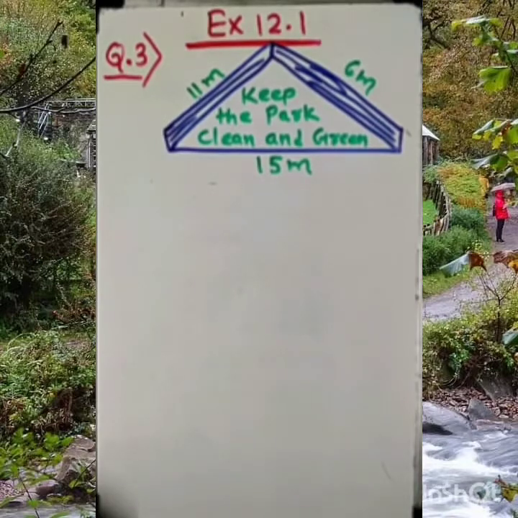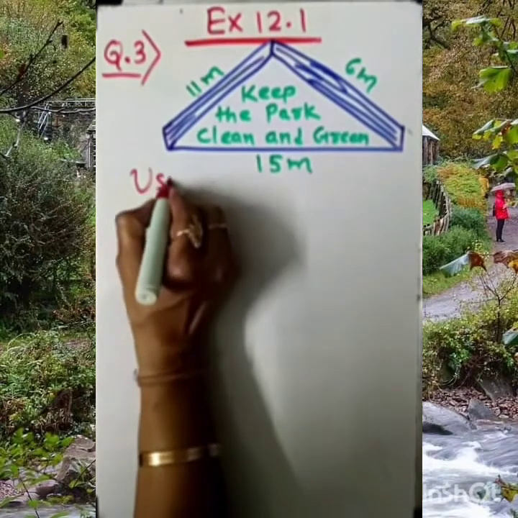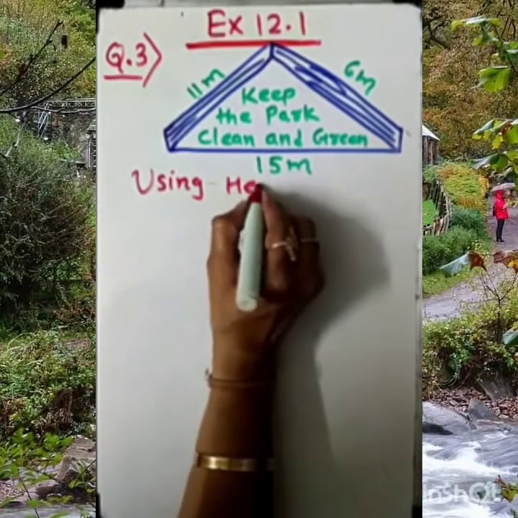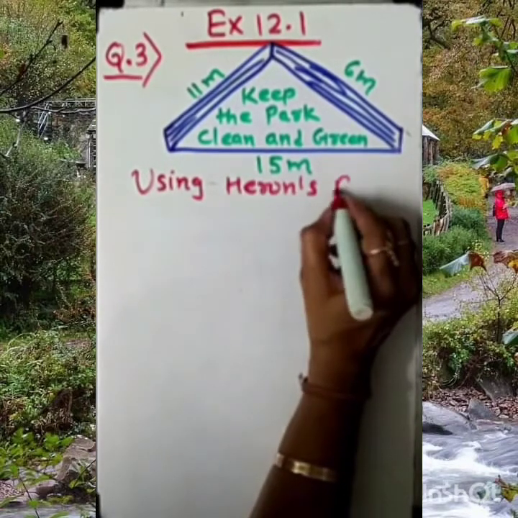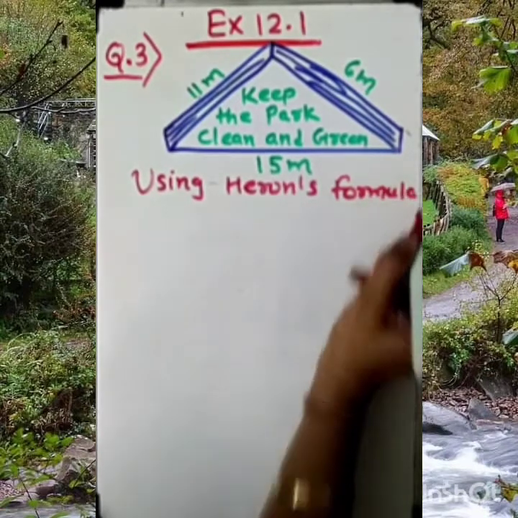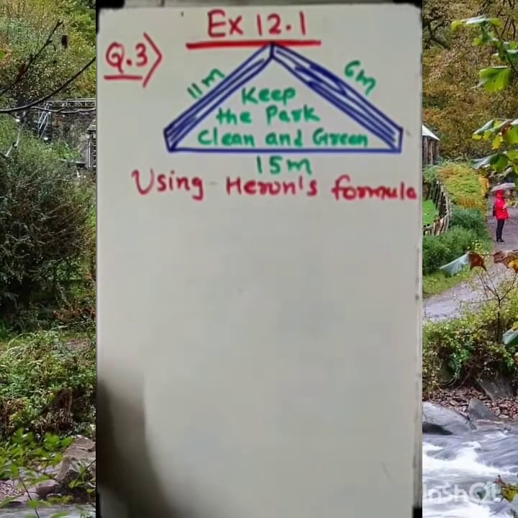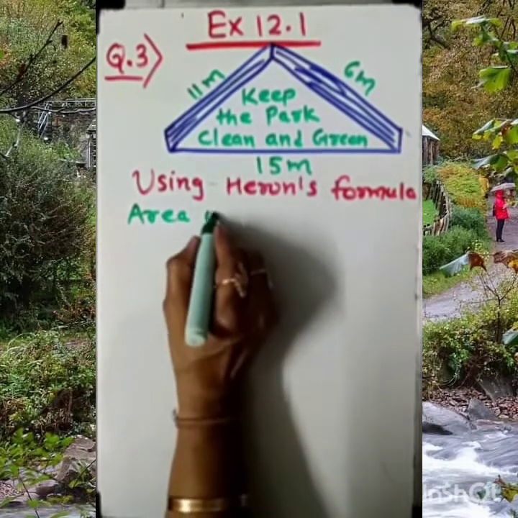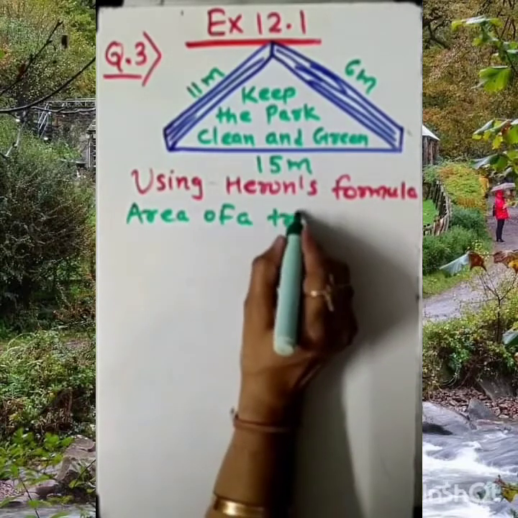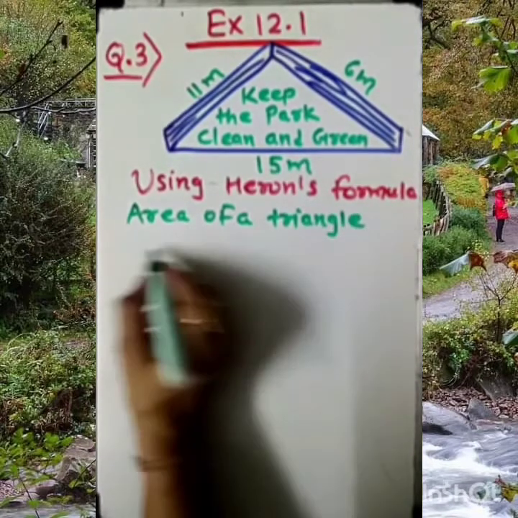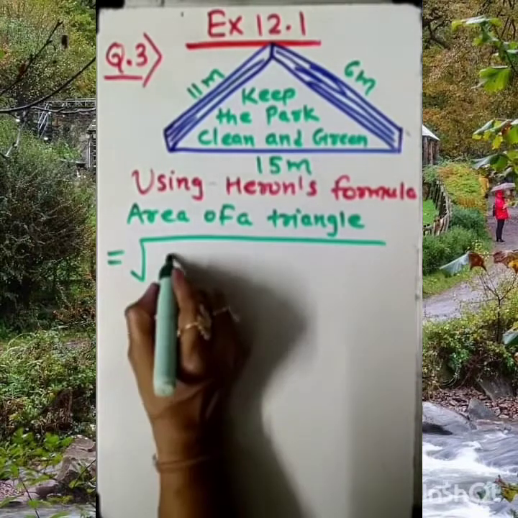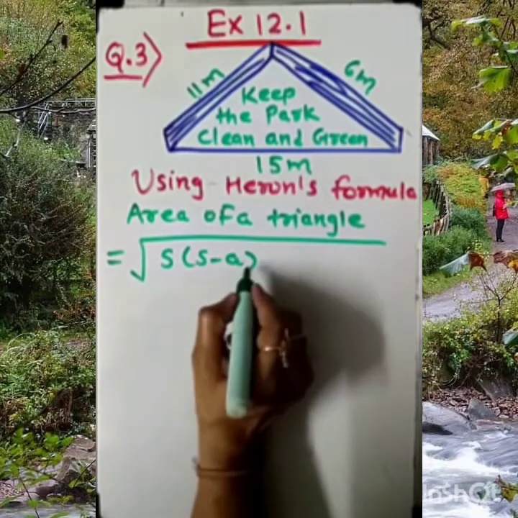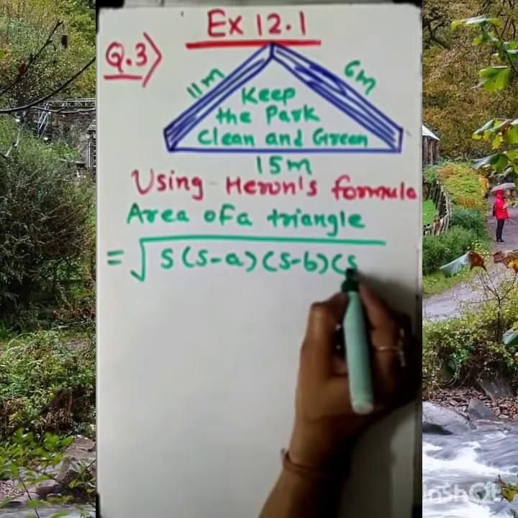So dear student, let's apply Heron's formula now to find the area of a triangle. We know this formula is useful to find the area of a triangle. So we need to mention here area of a triangle equals under root of S, S minus A, S minus B, and S minus C.